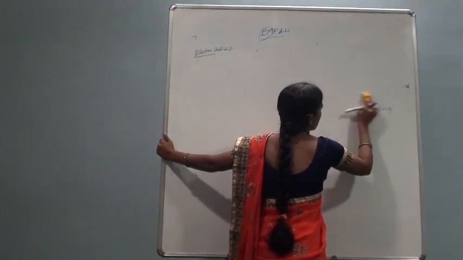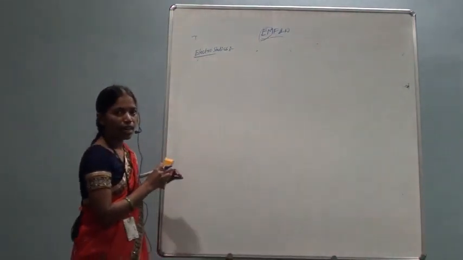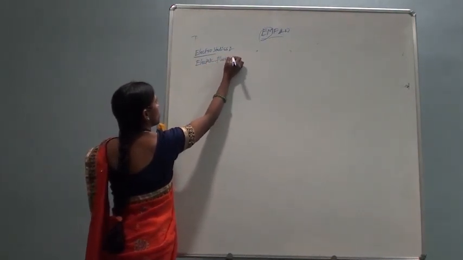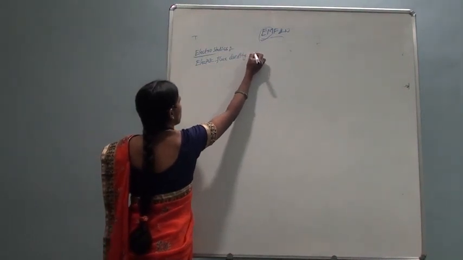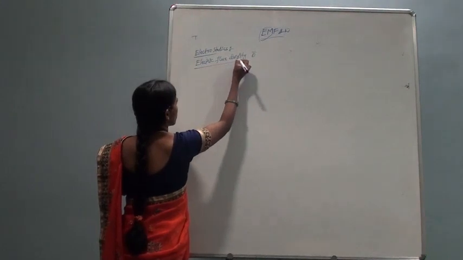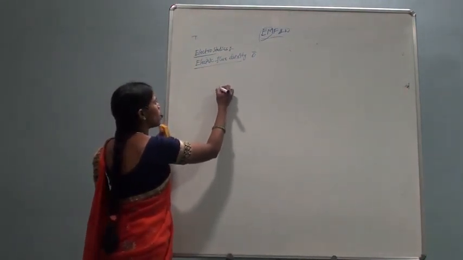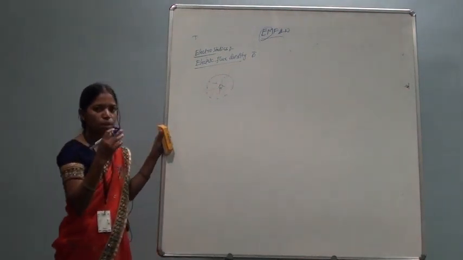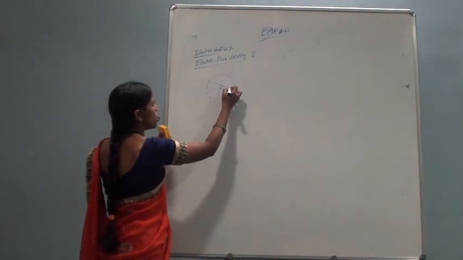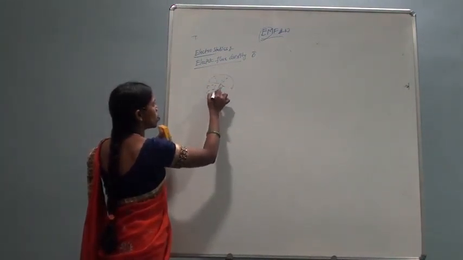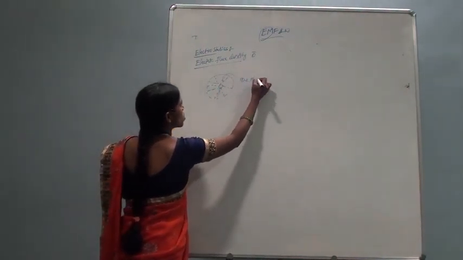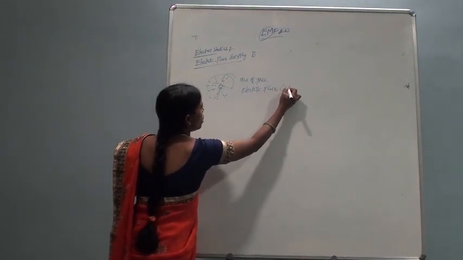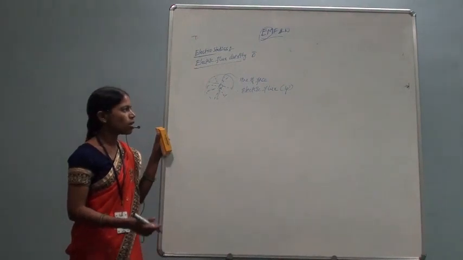Now, after this, let us define another field vector, that is electric flux density. It is given by D bar. Now, we know that a charge is surrounded by an electric field, and this electric field is imagined in terms of the presence of lines of force around it. These lines of force are called electric flux lines, and the electric flux is denoted by psi.